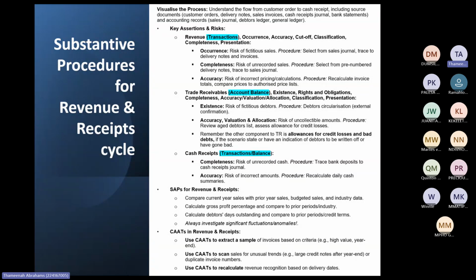Then, of course, accuracy. Accuracy is always a risk for incorrect pricing and calculations. So there you'll recalculate invoice totals, compare prices to authorized price lists, and so forth. Even though we never discussed cutoff, cutoff can be an issue. And remember, guys, when you discuss cutoff, you must state there: inspect, for example, the delivery note to ensure that it's in the correct period, or in the financial year that we are auditing, and then say cutoff. Whenever you discuss cutoff, you must always state in your procedure that it must be in the correct period.